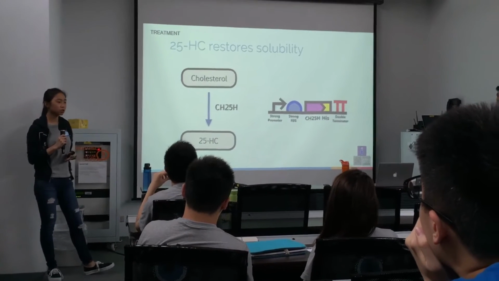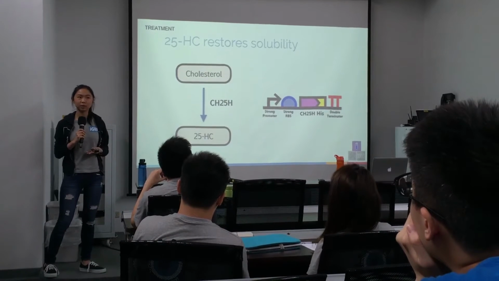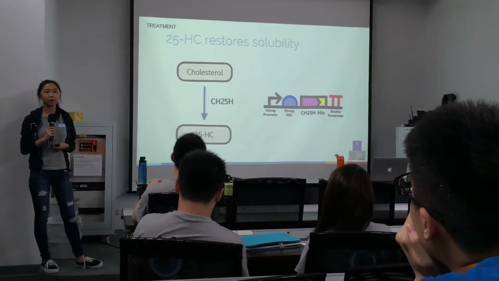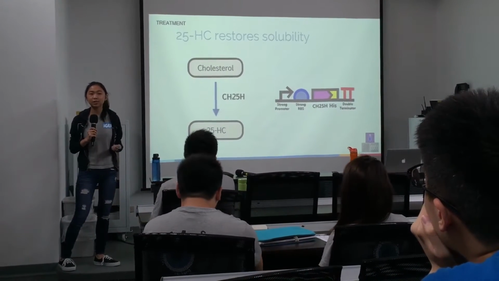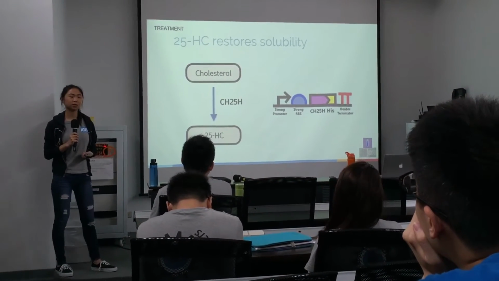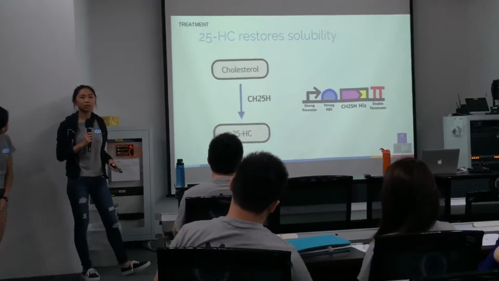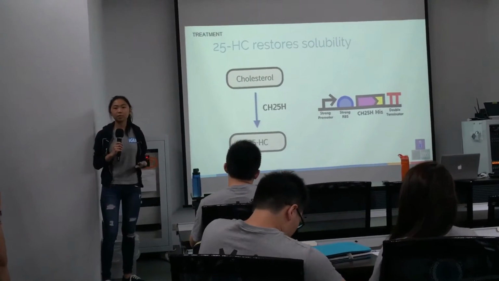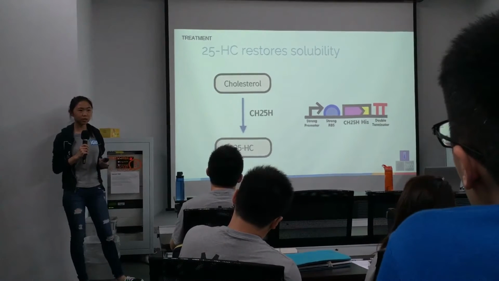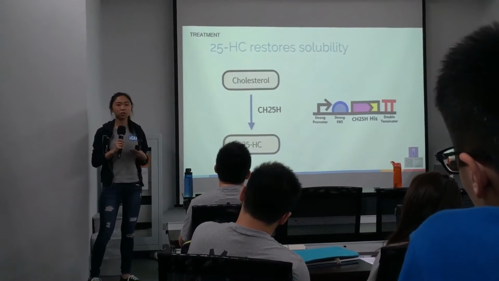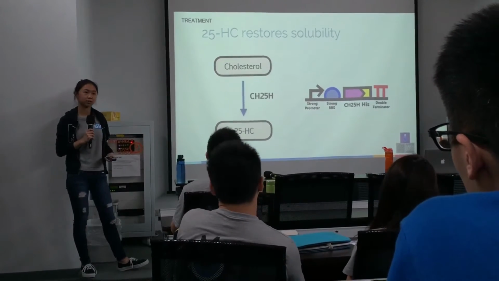And in treatment, we want to disaggregate the proteins that are already clumped together by restoring the solubility. Through literature research, we found a compound called 25-hydroxycholesterol, or 25-HC for short, which does exactly the job we want to do in treatment. The precursor for 25-HC is called cholesterol. It is a naturally abundant steroid in our body. It can be converted to 25-HC by the help of CH25 enzyme. So in our DNA construct, we want to express this protein in order to increase the amount of 25-HC we have in our body.